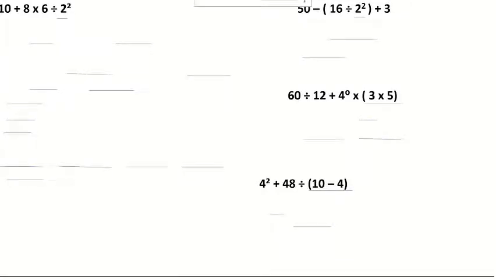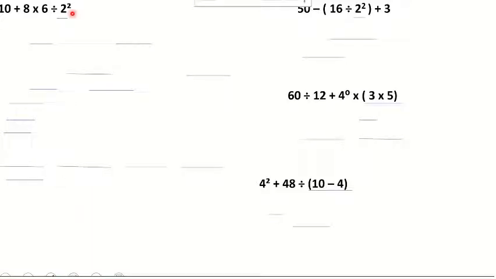Now I'm going to solve some expressions that have many operations in one sentence. As you can see, in the first one we have 10 plus 8 times 6 divided by 2 power 2. You should always follow PEMDAS. PEMDAS says parentheses, exponent, multiply or divide. So I'm going to start with the exponent.